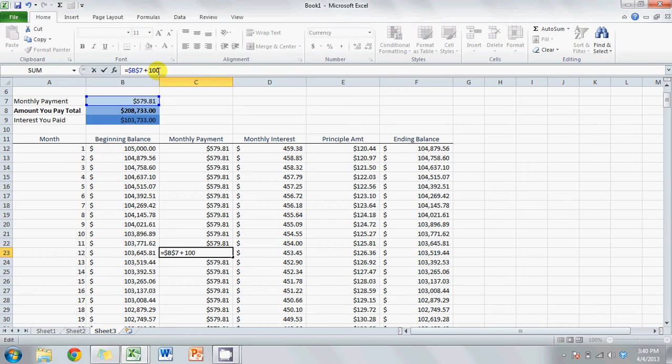I'm going to come up to this little black box again. I'm going to double click it, and it's going to copy and paste that straight down. And we're going to watch the ending balance. We're going to start scrolling down. We're going to watch the ending balance.